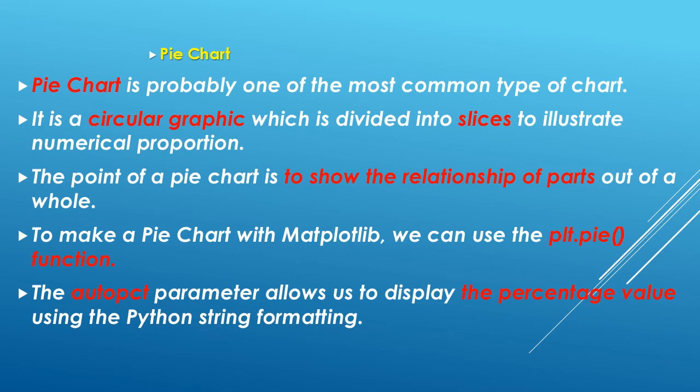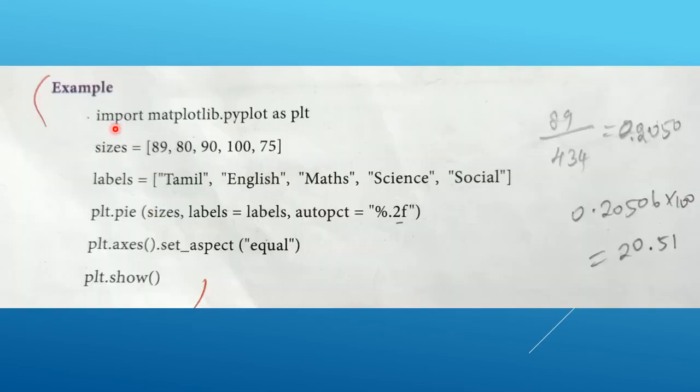We can see the program. Here, import matplotlib.pyplot as plt. We store one variable for sizes and one variable for labels. We use the function plt.pie with sizes, and labels equal to labels. We use autopct to show the answer to 2 decimal points. Then plt.axis set to equal aspect, then plt.show.